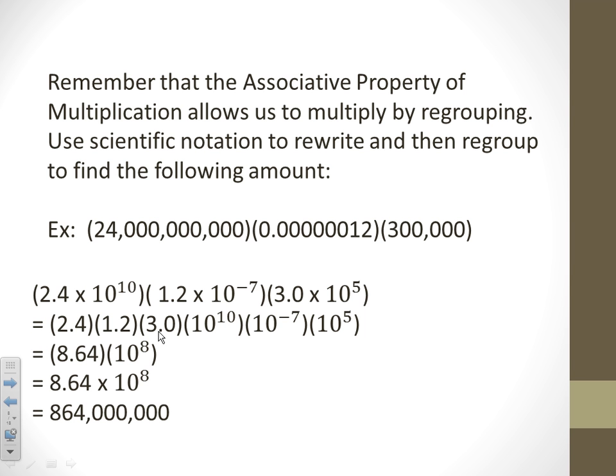Remember your powers properties. If you're multiplying those same bases together, all you have to do is add those exponents up. A 10, a negative 7, and a 5 give us an 8. So 8.64 times 10 to the 8th power is what we're going to get in scientific notation. And then that's really simple to switch back into standard form, and we can see 864 million. That's not so bad.